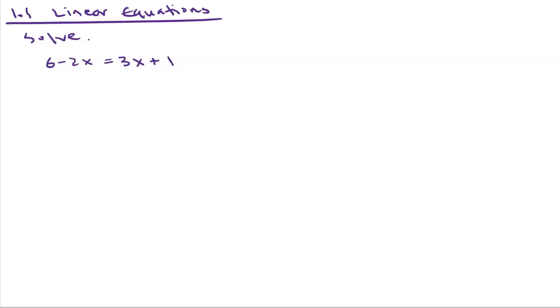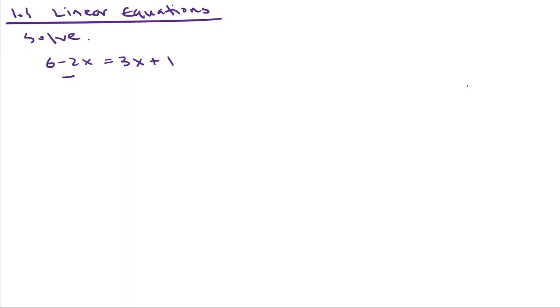Okay, so in this section, we're going to cover section 1.1, which is talking about linear equations. So let's first dive into this question here. It wants us to solve this: 6 minus 2x equals 3x plus 1. So the goal is to get the x by itself, right?